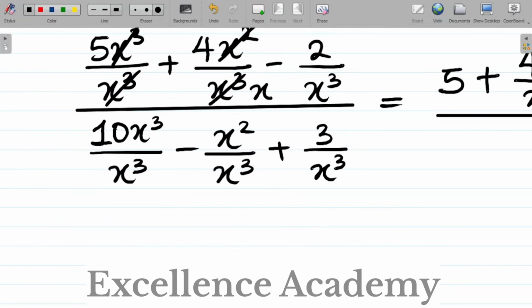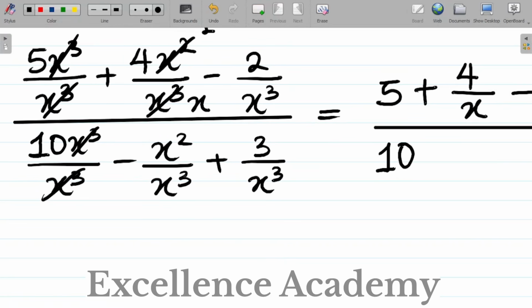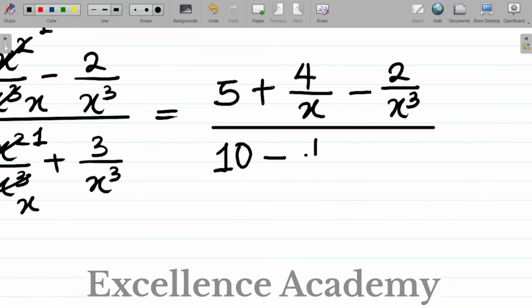Let's look at the denominator. x cubed cancels x cubed, leaving 10. Next, minus x squared over x cubed, which becomes 1 over x, so minus 1 all over x. Then plus 3 all over x cubed. So after dividing, you have this particular function here.